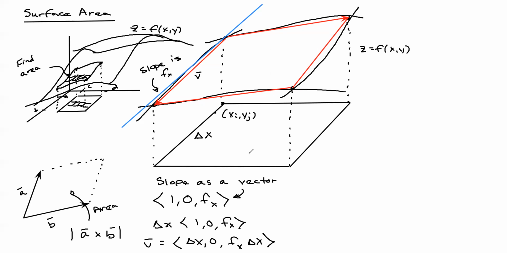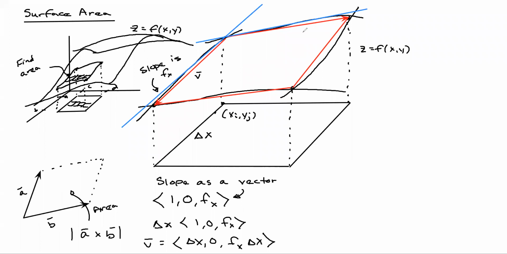Okay, so the idea is next to do the exact same thing in the y direction. If I were to draw a tangent line in the y direction, right at that point, it would look maybe about like that. It doesn't have to fit right on top of the red vector. That's okay, we're just approximating it.